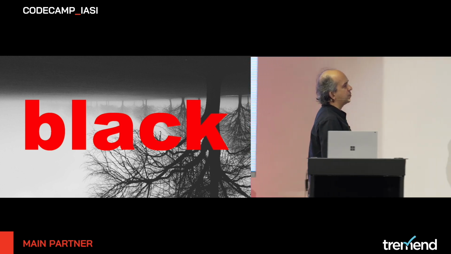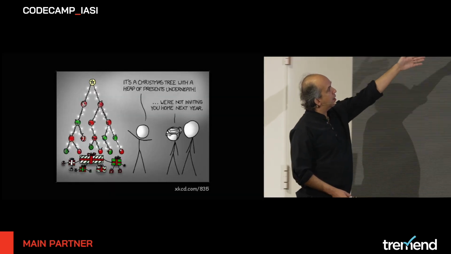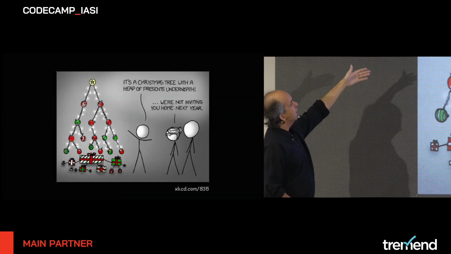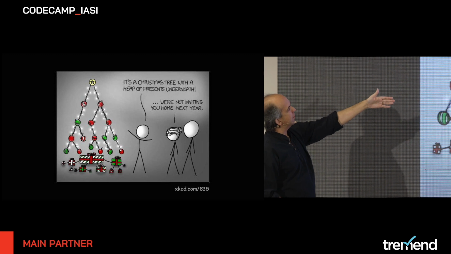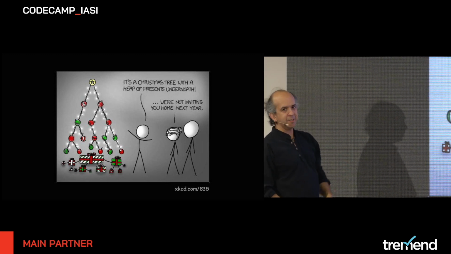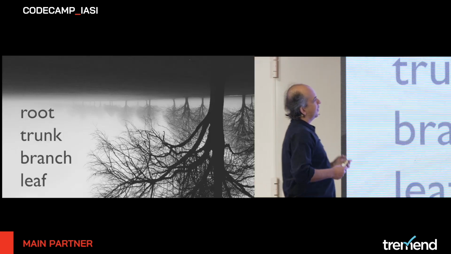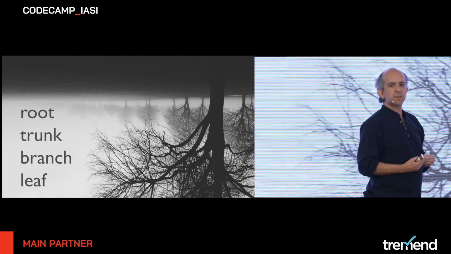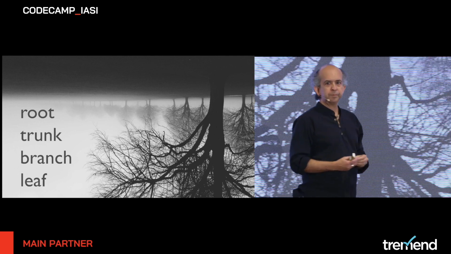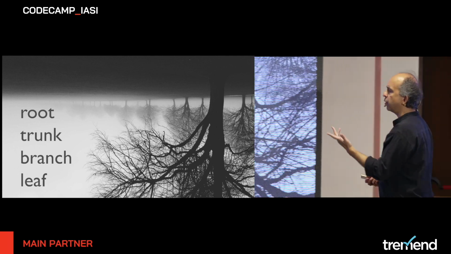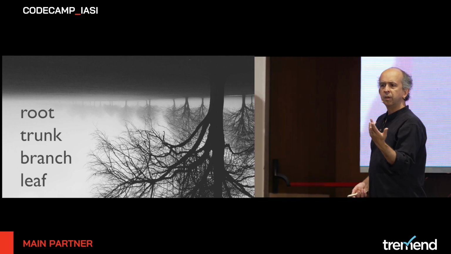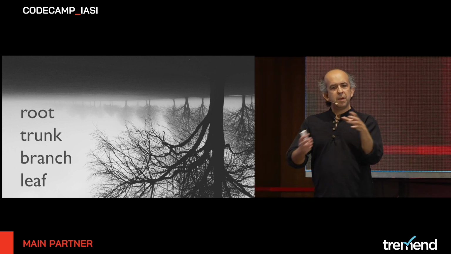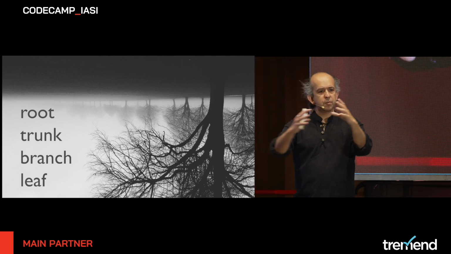It's kind of also, and then we have these kind of wonderful plays on this, XKCD. It's a Christmas tree with a heap of presents underneath. Yeah, we're not inviting you home next year. But there's intelligence to this. It creates a system of vocabulary. Root, trunk, branch, leaf, these are all terms that we use. In other words, with a metaphor, you get a whole lot of other stuff. A metaphor is not being isolated.